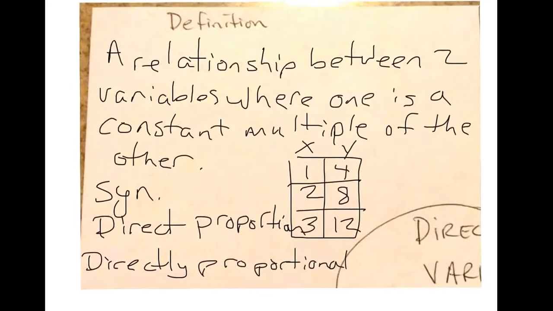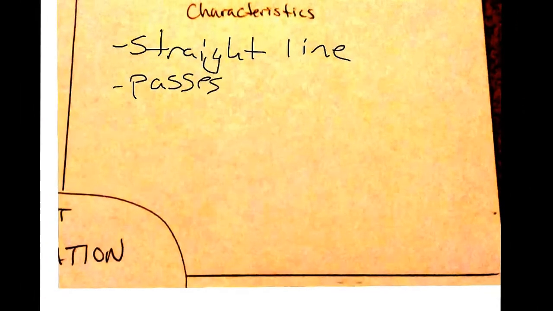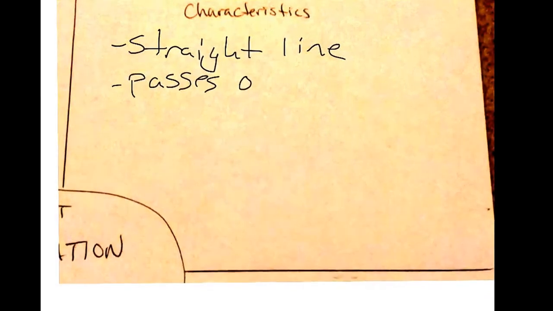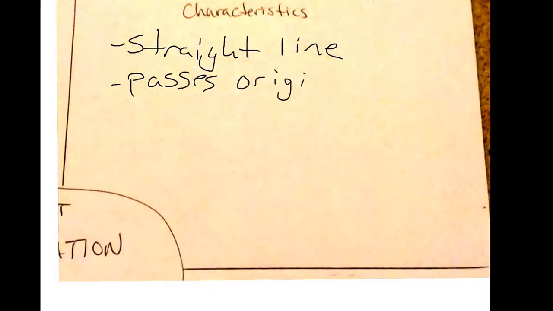The key characteristics of this: first thing, it is a straight line. Direct variation is a form of a straight line. That's why we're learning it, because we've been studying about straight lines. It passes through the origin, which means that it goes through the point 0, 0. So it's a straight line and has to go through 0, 0.